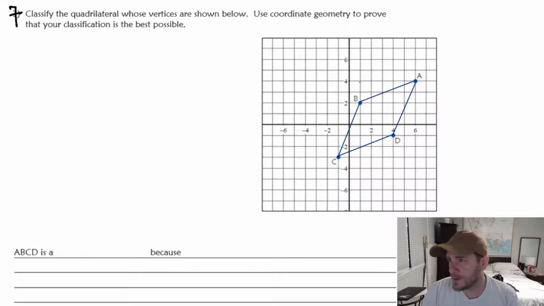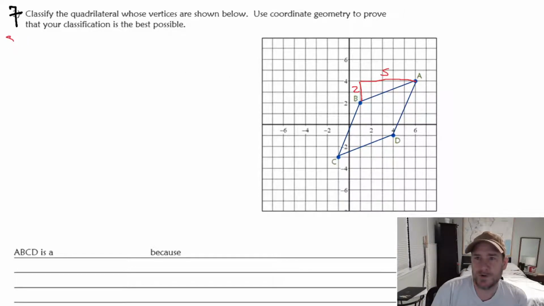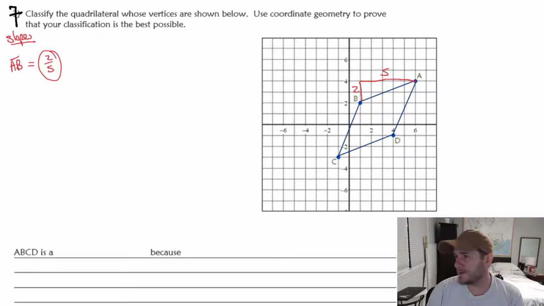So here goes. For AB, I see a rise of 2. I see a run of 5. So starting with slopes, I got AB with a rise of 2 and a run of 5. And that's it. I don't have to reduce it, anything like that. I would now like to do BC, I suppose.